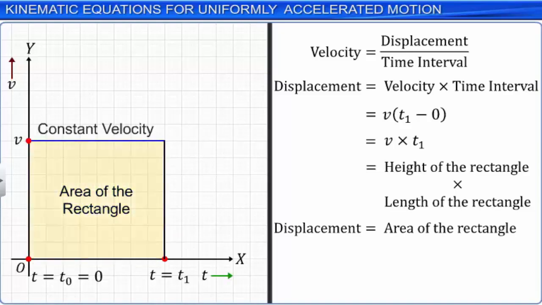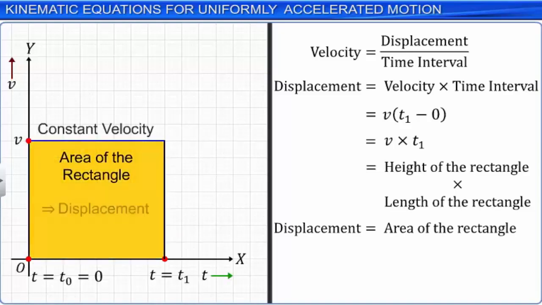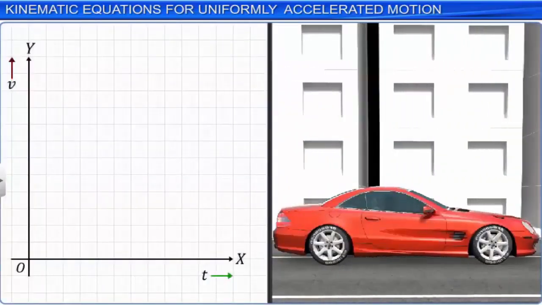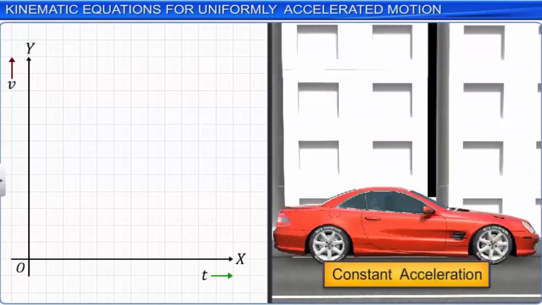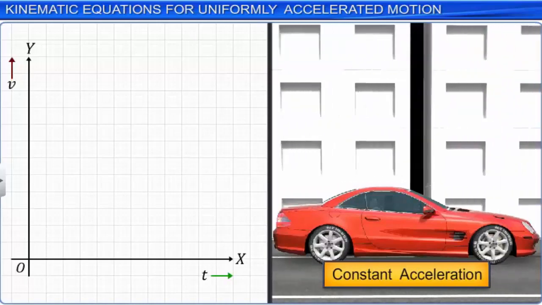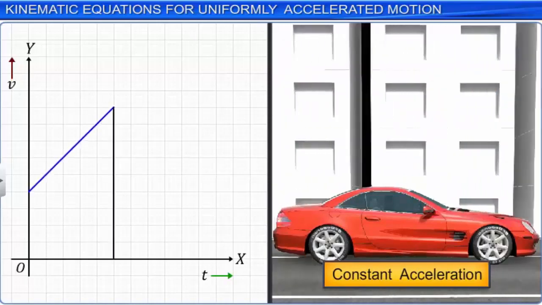The same concept applies to bodies moving with a constant acceleration. In this case, the VT graph will be an inclined line, and the area under this inclined line up to the x-axis represents the displacement.